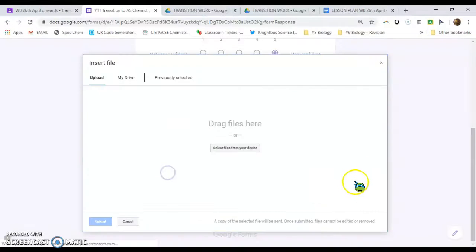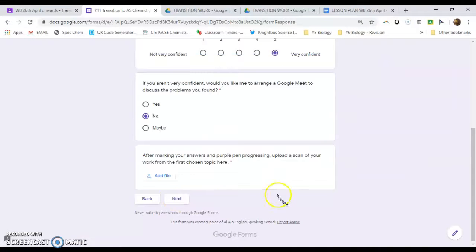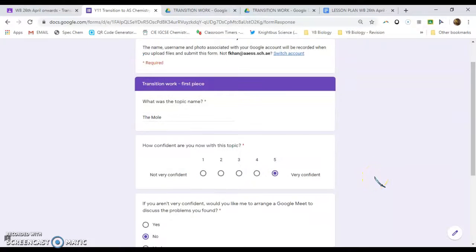So once you've done that, you just pick your file, drag it in there from your local drive, and then submit that, and then do that for the second one as well. And that's pretty much it.